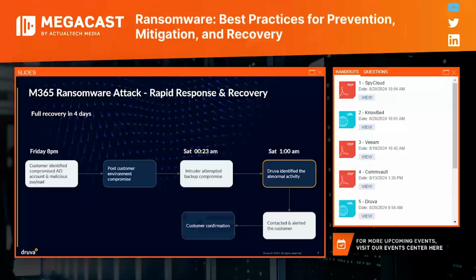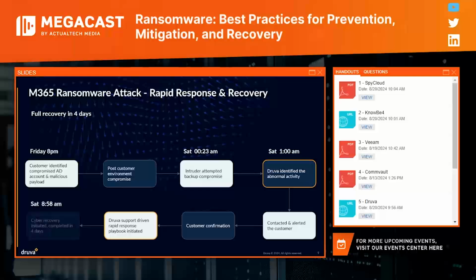Luckily, experienced Druva support staff helped initiate our rapid response playbook, which restored the backups from deletion, removed the compromised administration account, and provided access back to the customer team. After they resolved the incident internally, with the help of information gleaned by Druva logs, a cyber recovery was initiated that resulted in the restoration of over 2,700 user mailboxes, endpoint devices, and several SharePoint sites.